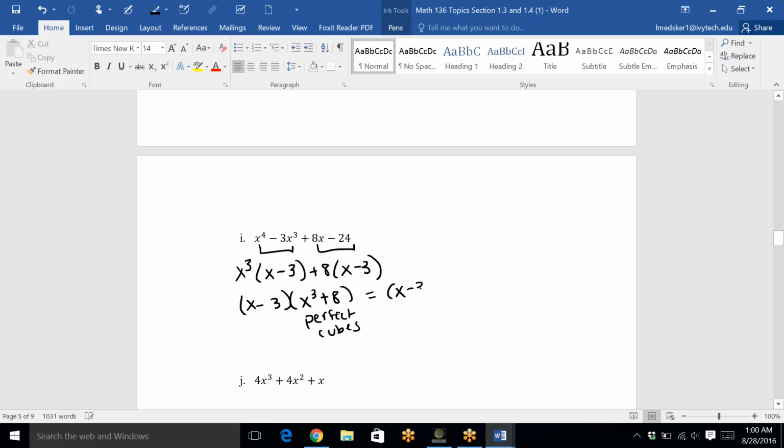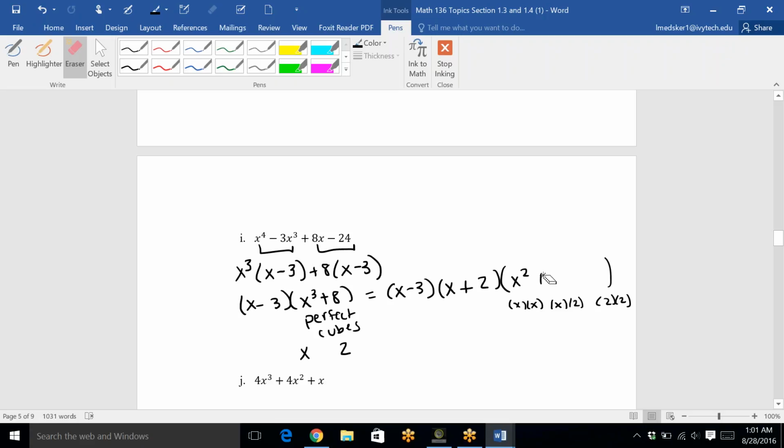So we'll still have our x minus 3. Cube root of x cubed is just x. Cube root of 8 is 2. So our binomial and our trinomial will have an x and a 2 with a plus sign because the perfect cube part is plus. Then we have to do x times x, x times 2, and 2 times 2. So that would make this x squared, minus, so we have to do opposite sign of the original. So minus 2x in the middle, and 2 times 2 is always positive, and it is 4. So that would be my final answer on that one.